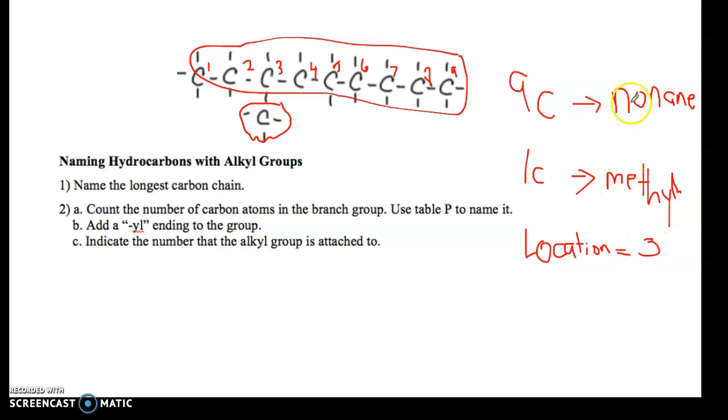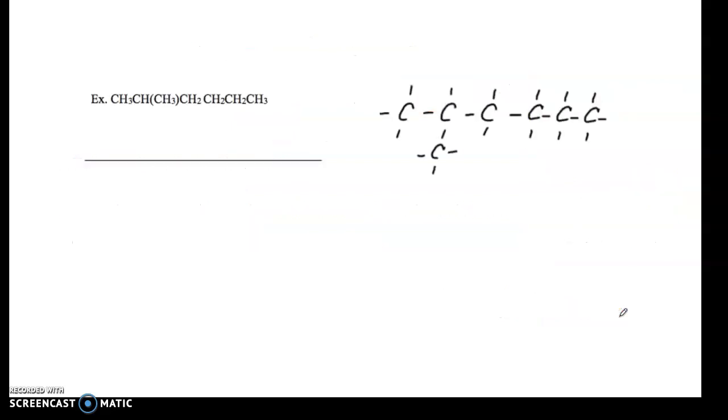So now let me put all these together. We're going to start with the number, the branch, and then the long name, the chain. So it's going to be 3-methylnonane. And that is my name. This is where all the chemicals get their long names from. Alright, let's try another one.